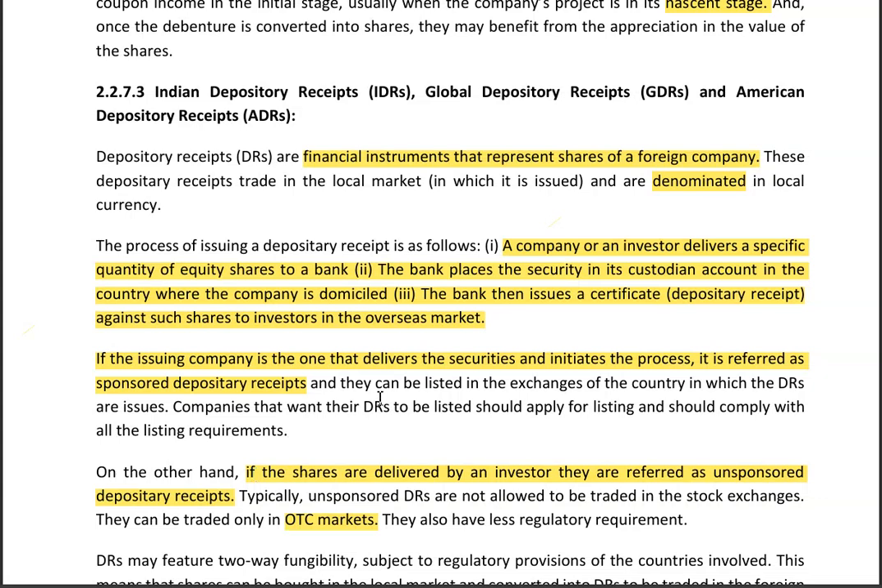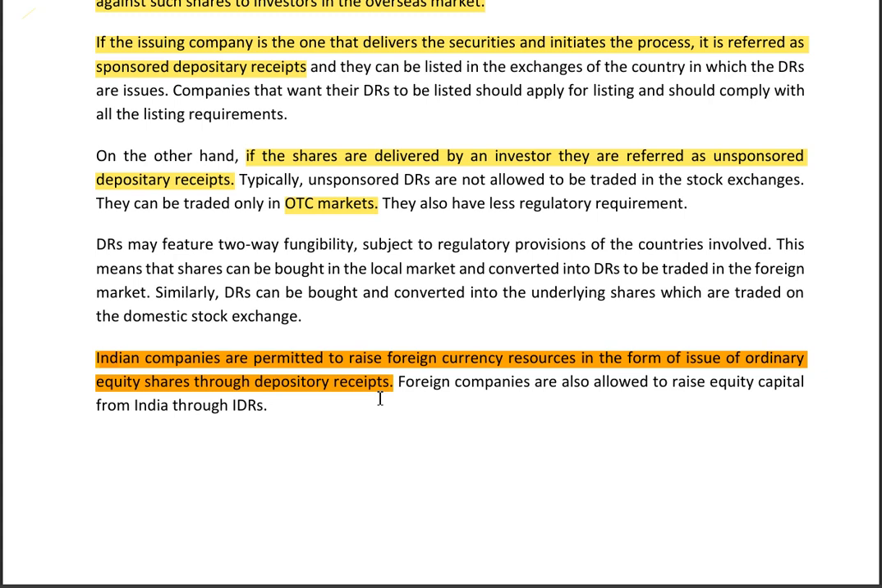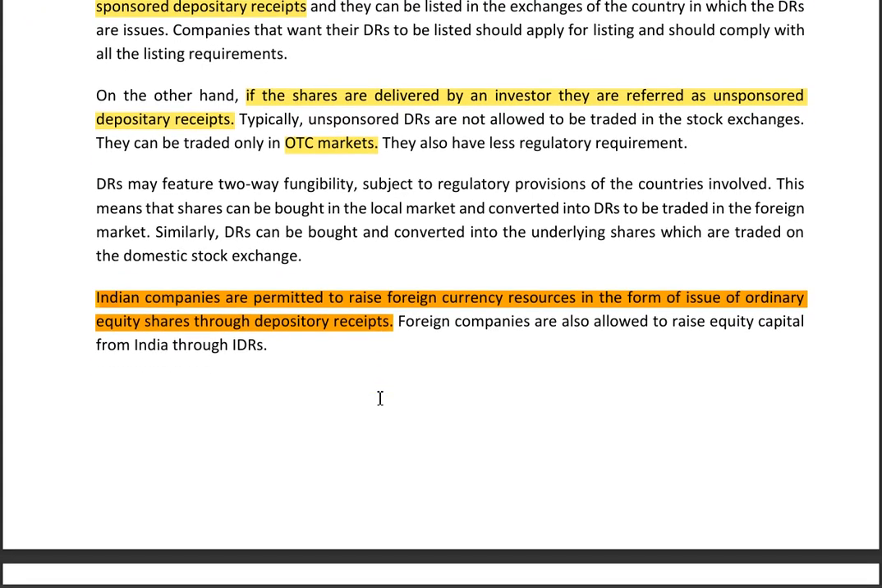Then they can be listed on exchanges of the country. If the shares are delivered by investors, they are referred to as unsponsored depository receipts. Typically, unsponsored DRs are not allowed to be traded on the stock exchange. They are traded over the counter, which is like an offline thing. So if you want to invest in Apple, you can invest via Apple's ADR, American Depository Receipts.